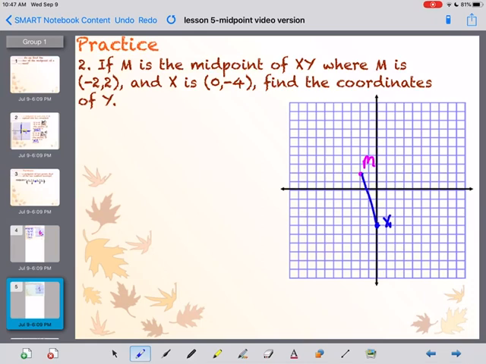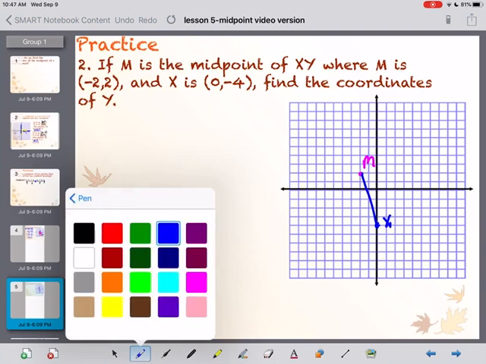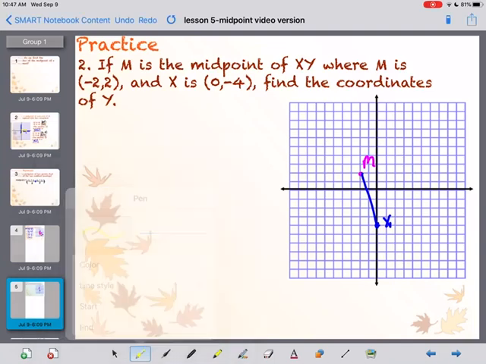So keep in mind, this is half the line, right? X to M is halfway. I need to find where Y is. If you follow the direction of the line from X to M, you know Y has to be somewhere up here, right? Because that's the way the line is traveling. So I know my Y is going to be in the second quadrant somewhere.